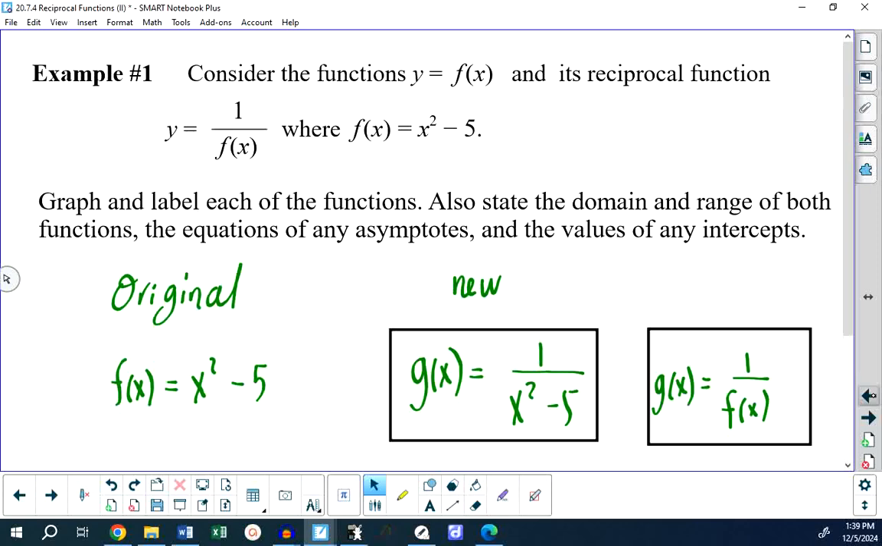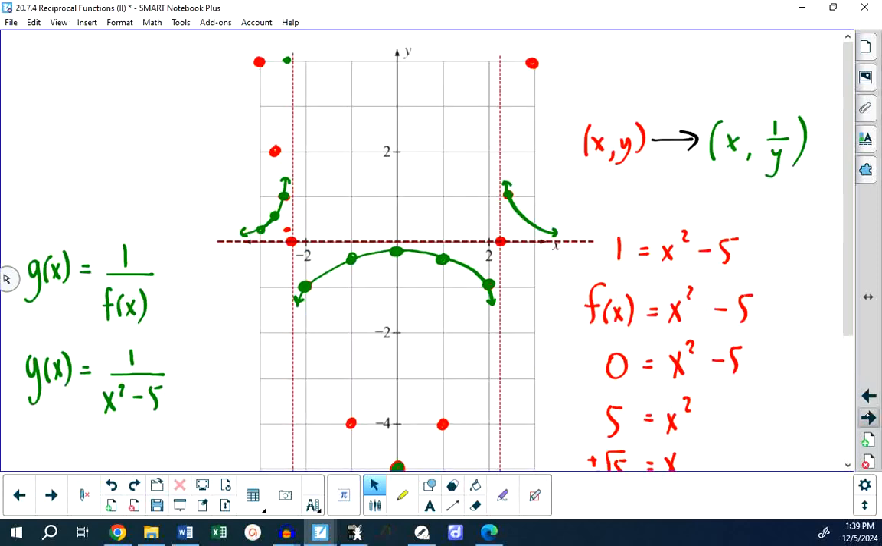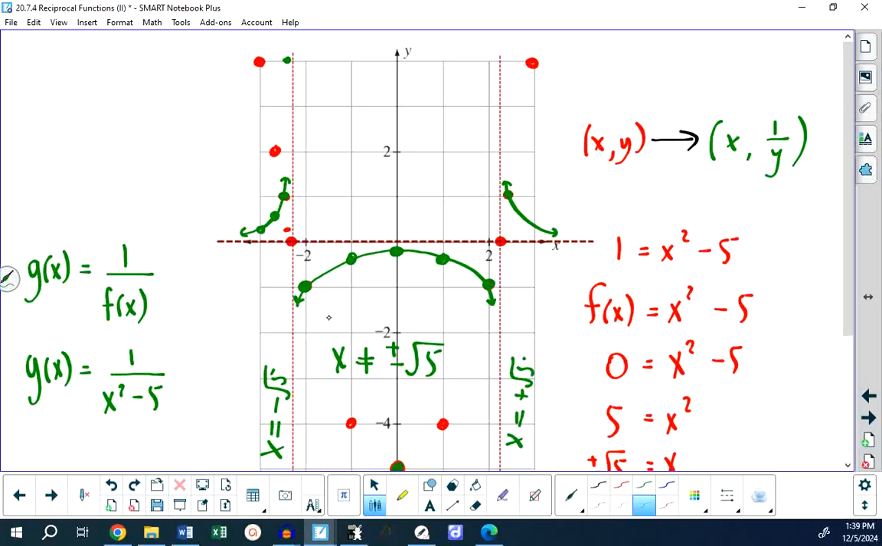What about the domain, range, and intercepts of the important one? Well, x is not equal to plus or minus root 5. This asymptote is at x equals negative root 5. This asymptote is at x equals positive root 5. There is a y-intercept of -1/4. No x-intercepts, but there's a y-intercept.